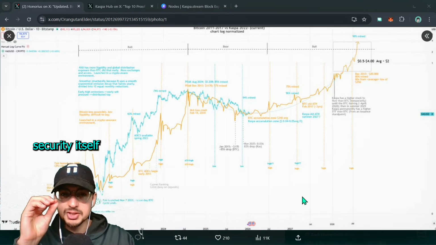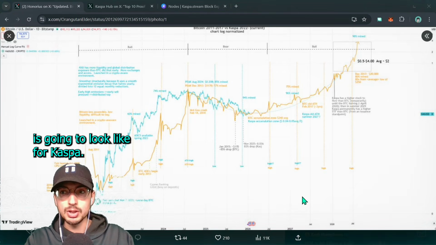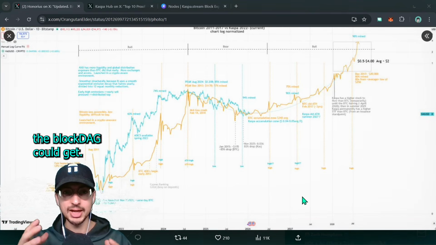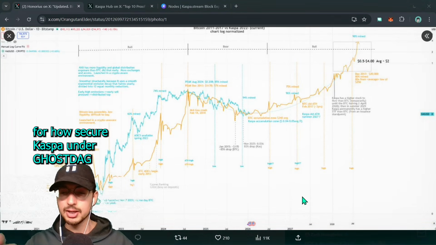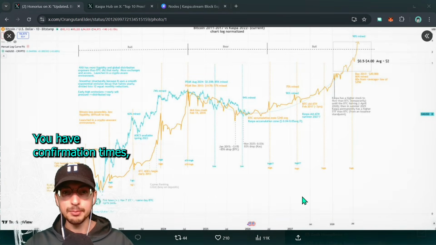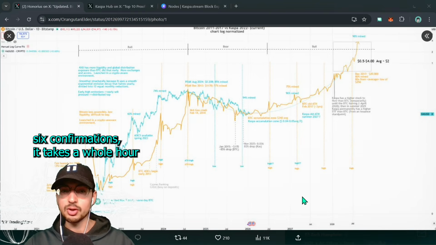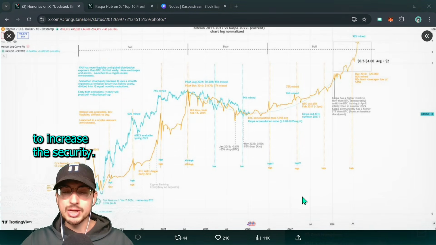But now we talk about security itself, of what DAG-nice security is going to look like for Kaspa. And we see there's not a max threshold for how secure the block DAG could get. There is a max threshold for how secure Kaspa under GhostDAG can get. Okay, you have confirmation times. For example, with Bitcoin, you have 6 confirmations. It takes a whole hour to get that full finality. So network congestion is not going to increase the security.